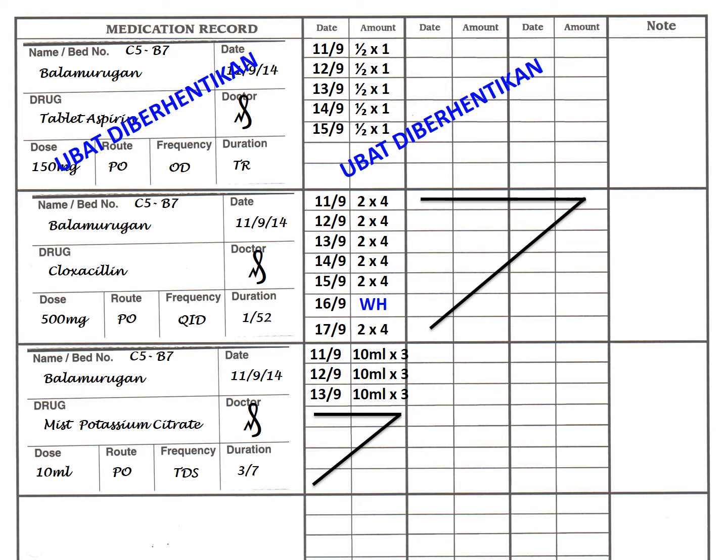On 16th of September, you can notice here, it seems like the doctor withheld the medication. There could be some reason. So what we have to write there is WH, which is withhold. But fortunately, the drug was restarted again on 17th of September, the drug was given.